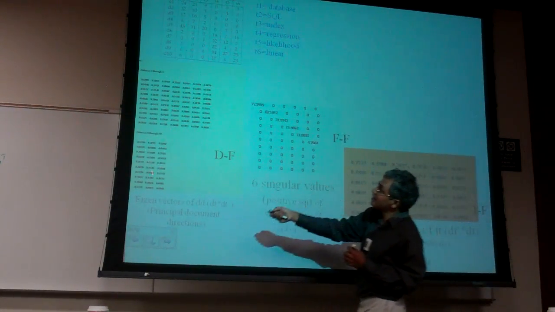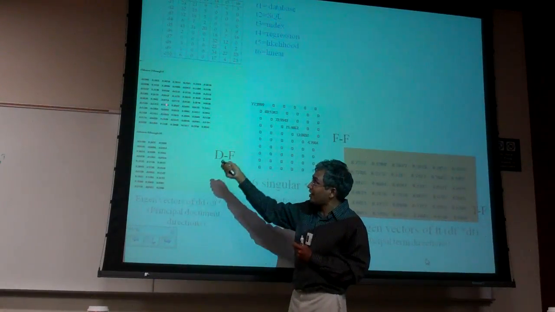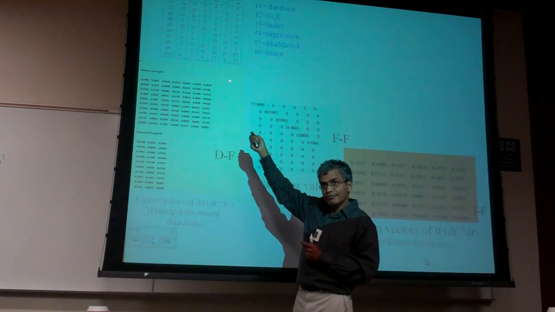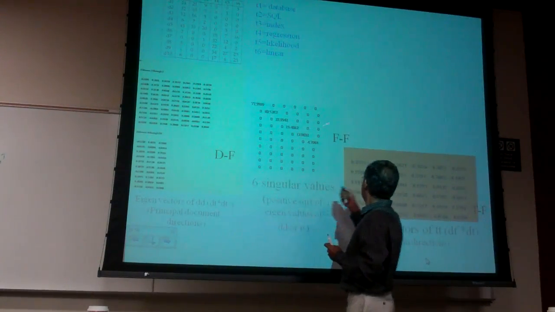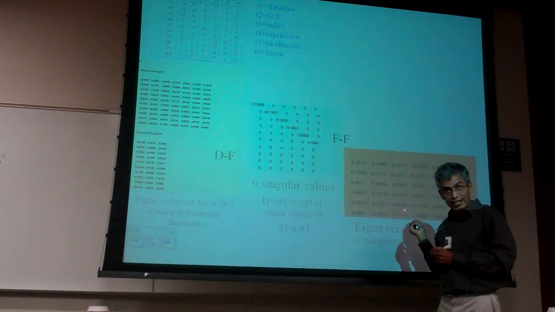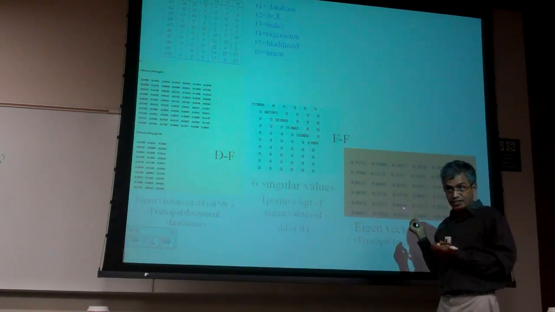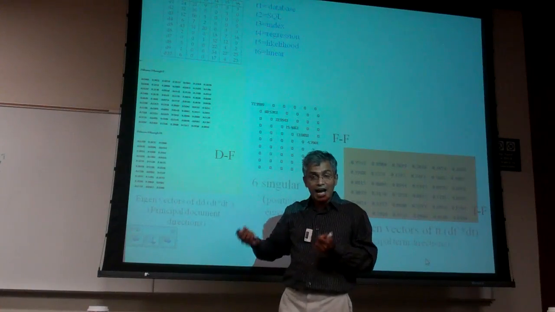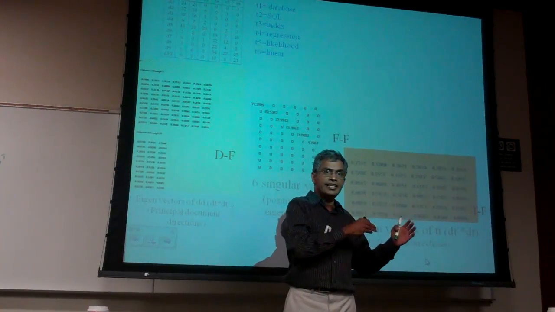So this matrix is the eigenvectors of DT times DD dash. And these are the eigenvectors of DT dash times DT, which is the TT matrix. And these are the square roots of the eigenvalues of either DD or TT.